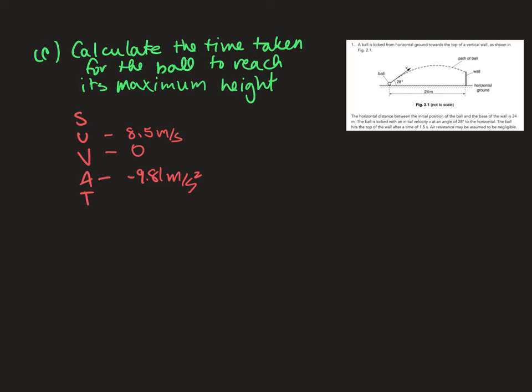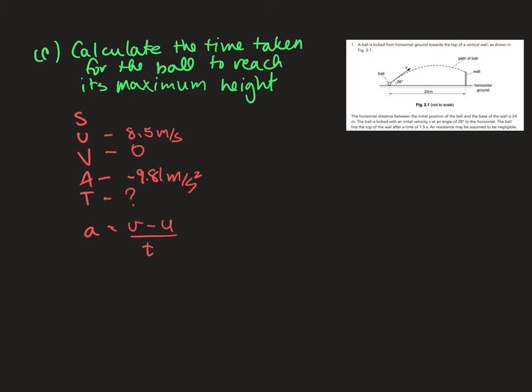Okay, and what am I looking for? I need a question mark somewhere. The time taken. So I need the equation that has these four variables. So I go and I look at the list, because remember, you don't have to memorize them. And I need the one that has A, V, U, and T.